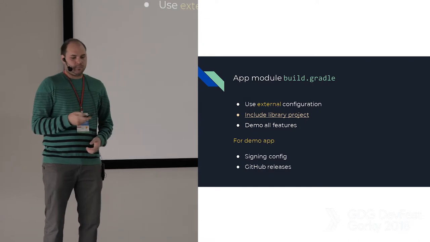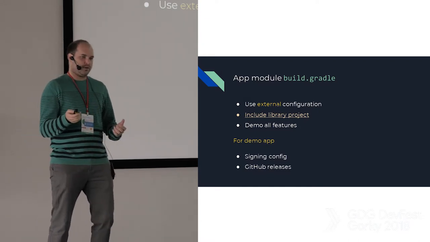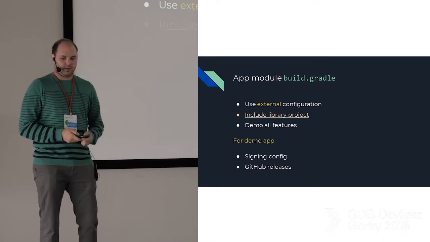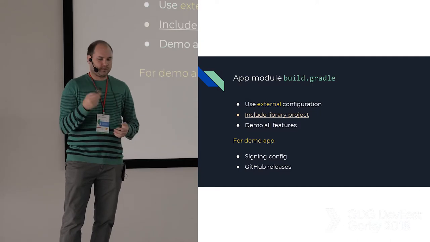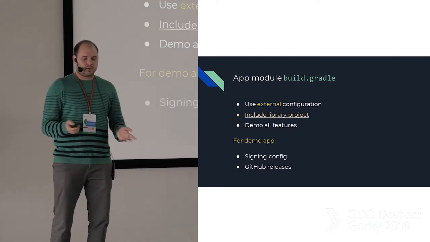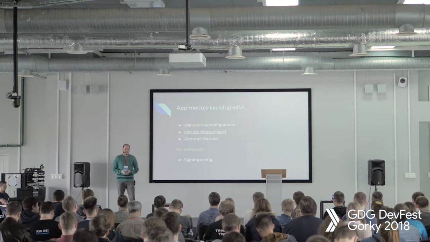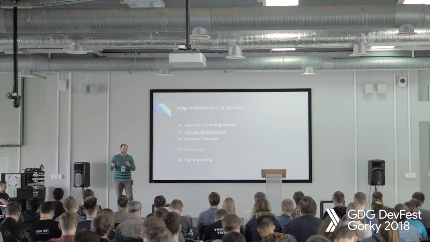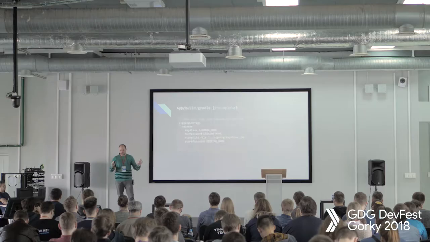And if you want to publish also your app, like a demo for your library, you can configure it easily. You just need to include the library project to test it, demonstrate all the features, show as many different variations as possible, and then sign the app if you're going to publish it to GitHub. But this one really isn't important if you're not demoing. It's nice to have, but it's not super important.